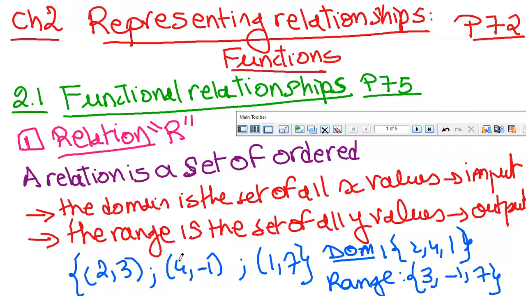So if I look at the set that I have here, those are ordered pairs. This is the first one, this is the second, this is the third. What is the domain here? I just look at the values of x. 2, 4, and 1 are the values of the domain. What is the range? 3, -1, and 7. This is a relation. Now, how does a relation become a function?